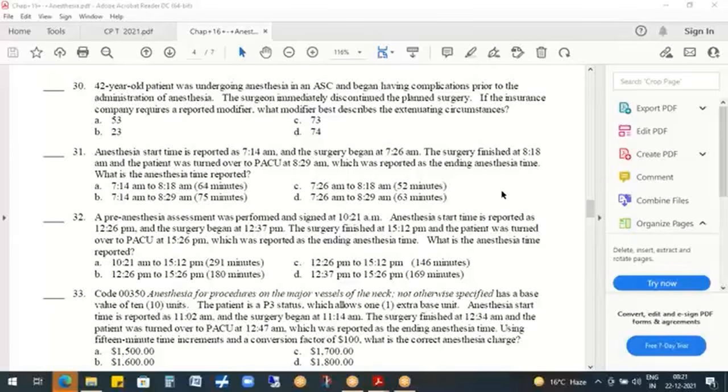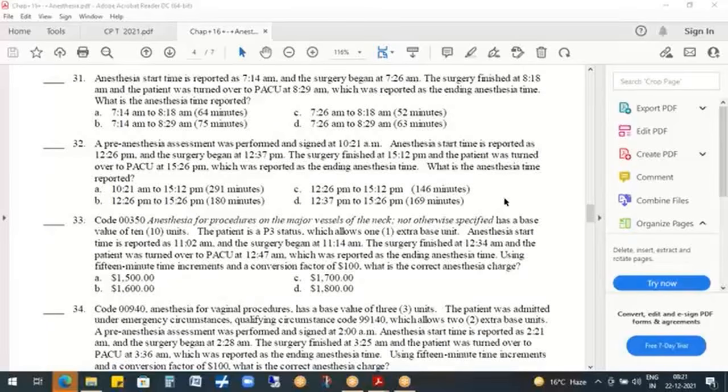Now you can see question number 32. Text me in the form of a message so that I will understand how many people got the concept. Question number 32. Check your notes.